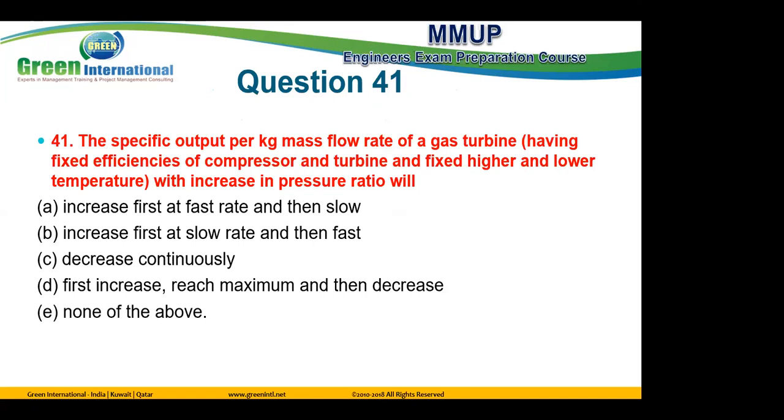Specific output per kilogram mass flow rate of a gas turbine, having fixed efficiencies, fixed higher and lower temperature, with increase in pressure ratio. Remember the curve: first it increases, reaches a maximum, then decreases. You studied this curve before, correct? Back to the slide for this session, and you found this curve.